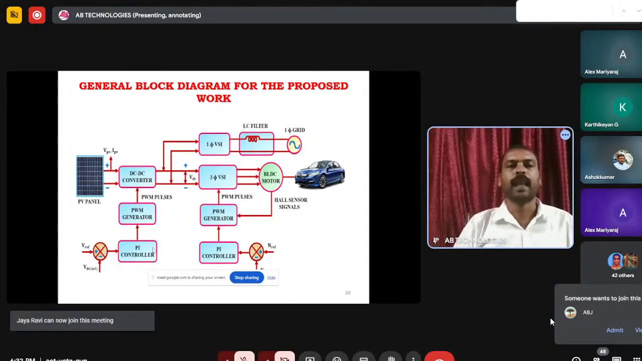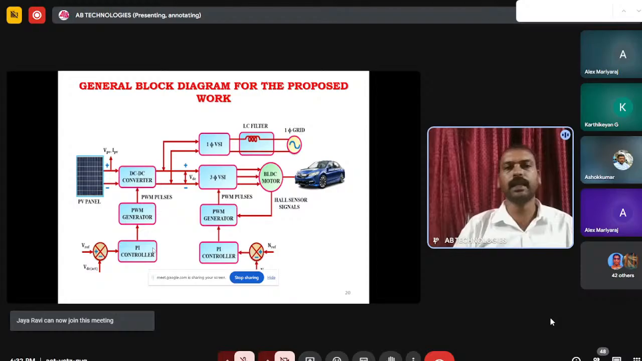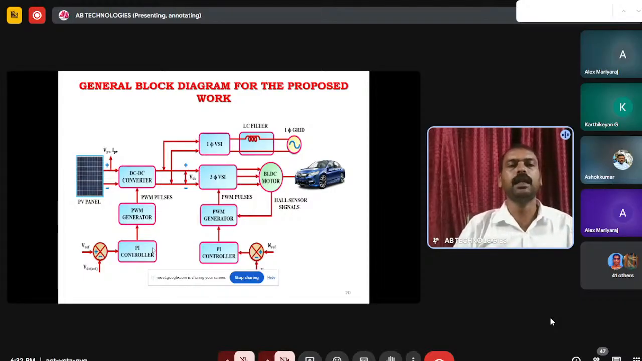Then first I will start from the controlling technique. What is the need to control the DC to DC converter? As I already told, from the PV panel you will get a fluctuating output voltage. That means a non-regulated DC output voltage because of temperature as well as intensity variation. That output is given to the DC converter.